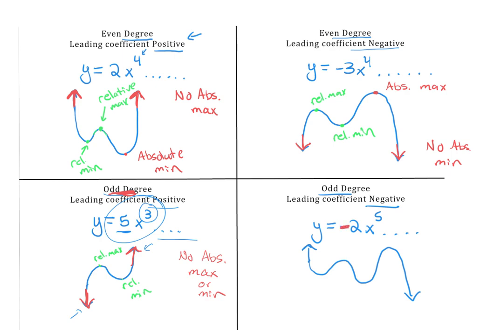Because this was a fifth degree, I added more curves. And because this is negative, here I've got this and this. Same idea though, because it's odd, there is no absolute max or min. And then I have all of these relative maxes and relative mins. So both of these points are critical points. They're both considered a relative max. And then both of these points here would be a relative min.